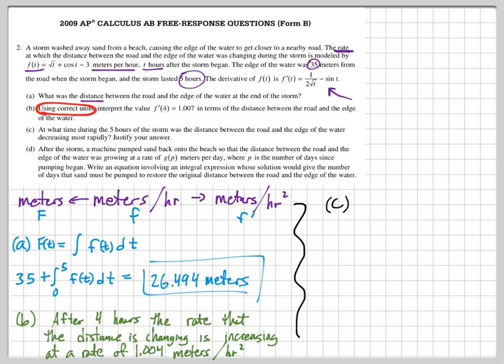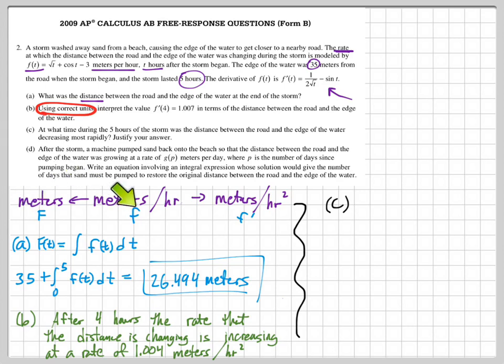Now let's take a look at C. C is really complicated with the way it says it. At what time during the 5 hours of the storm was the distance between the road and the edge of the water decreasing most rapidly? So it wants to know when distance, which is F right here, when is distance decreasing most rapidly?